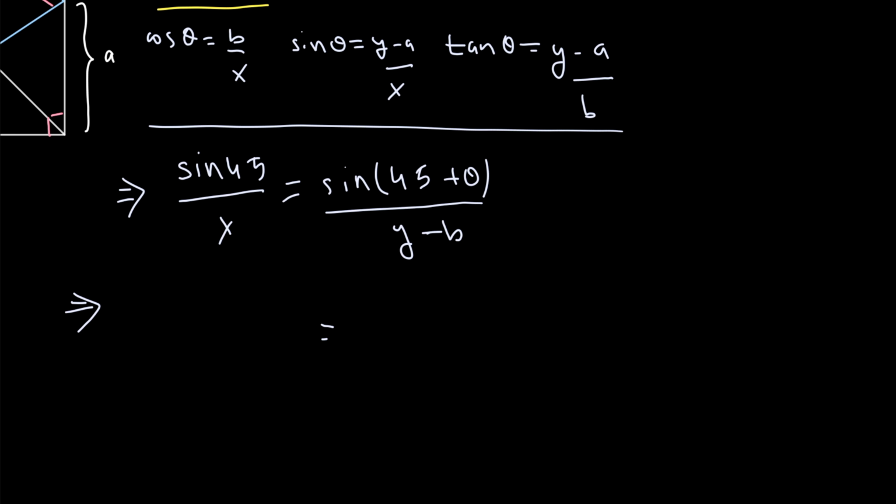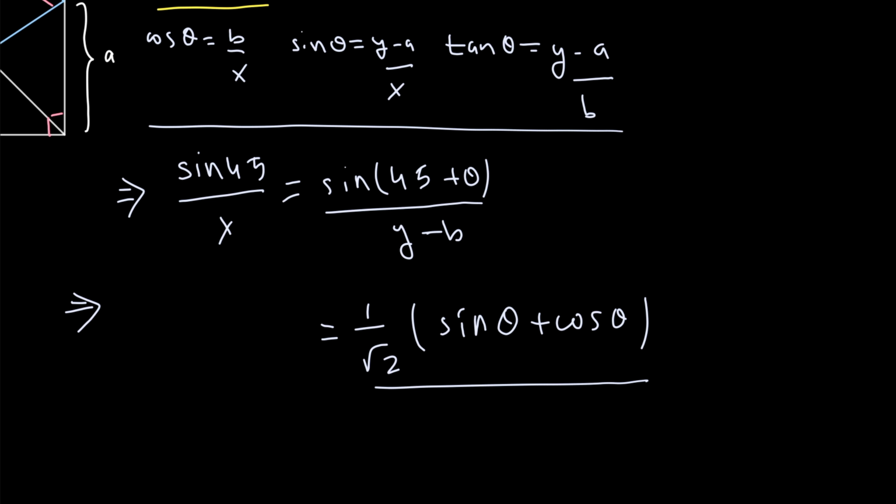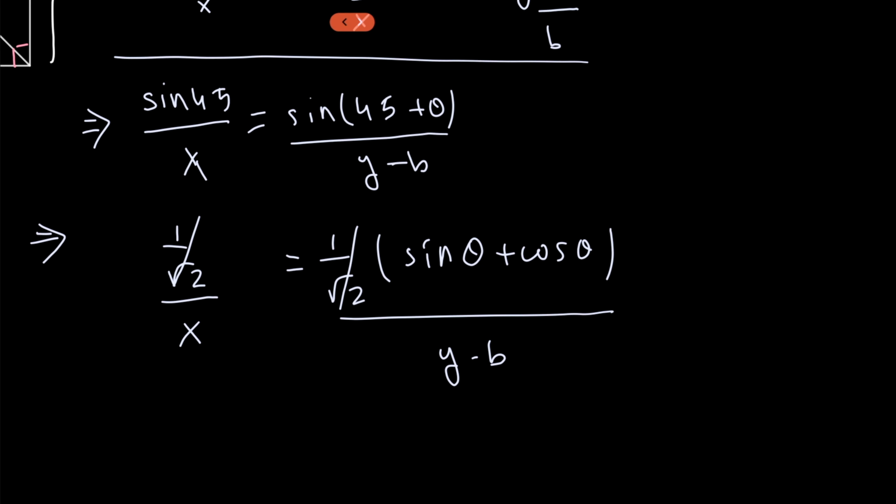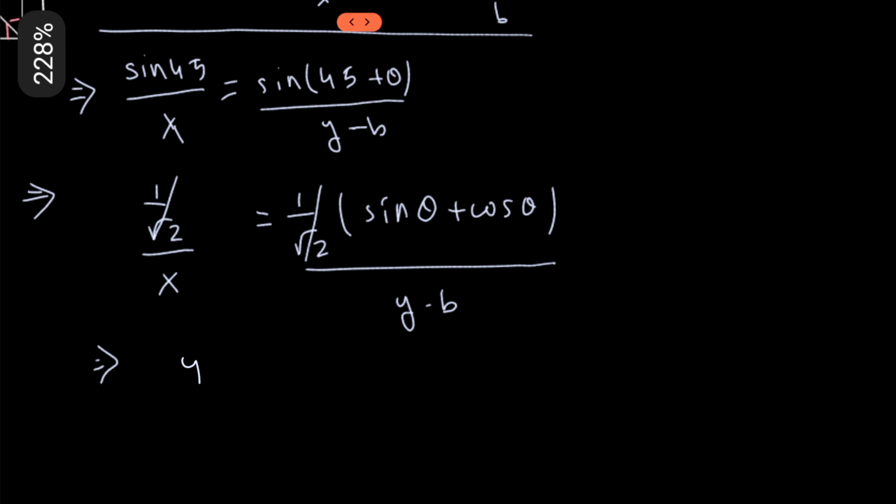So as we saw, the value of sine of 45 plus theta is going to be 1 upon square root of 2 multiplied with sine of theta plus cos of theta, and this thing is getting divided with y minus b. Now this thing is equals to sine of 45 upon x. The value of sine of 45 is 1 upon square root of 2 and x as it is. Now I can see that 1 upon square root of 2, 1 upon square root of 2 got factored out, and after the cross multiplication I can get y minus b equals to x times sine of theta plus cos of theta.